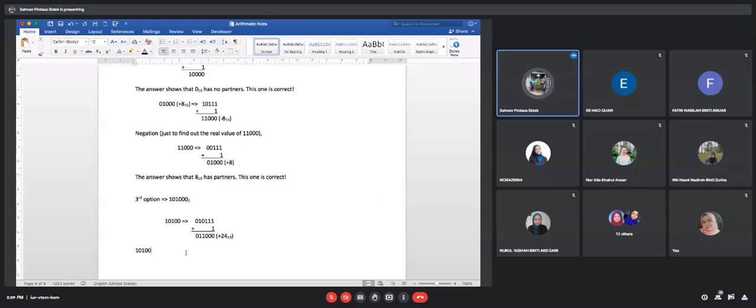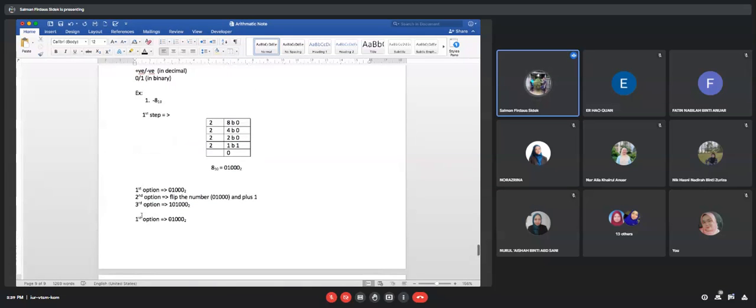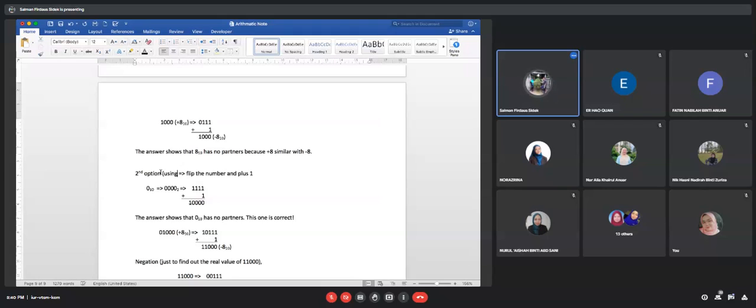So 101000 base 2 actually represents positive 24 base 10, not positive 8 base 10. So this is why we use the flip plus 1, the two's complement. That is its name, two's complement. Using two's complement, we flip the number and add 1.